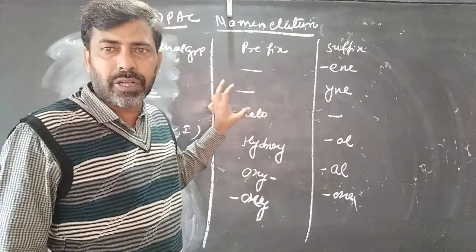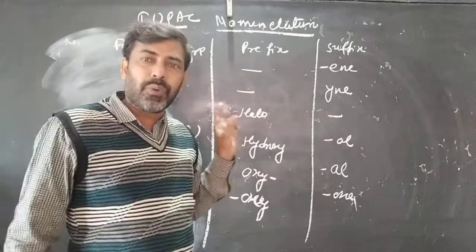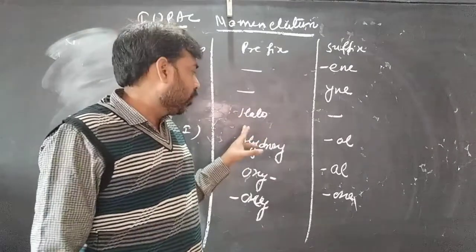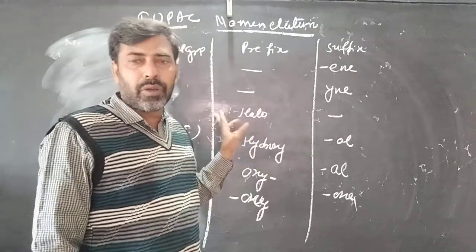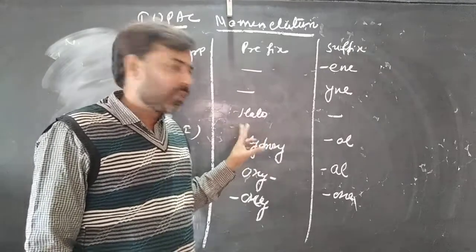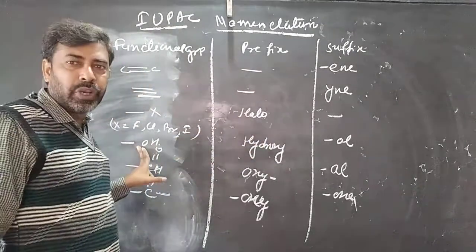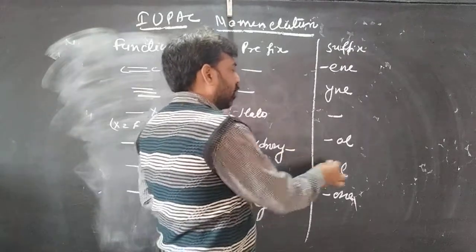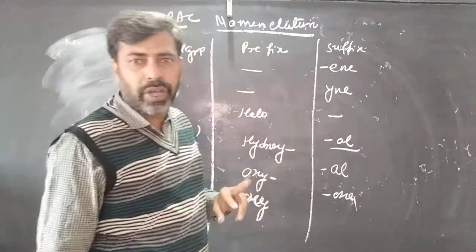Halo is a generalized term. That means if there is fluorine, it will be fluoro. In the case of chlorine, it will be chloro. In the case of bromine, bromo, and iodine, it will be iodo. Now the next one, the alcoholic group, OH. The prefix is hydroxy and the suffix is ol, O-L.